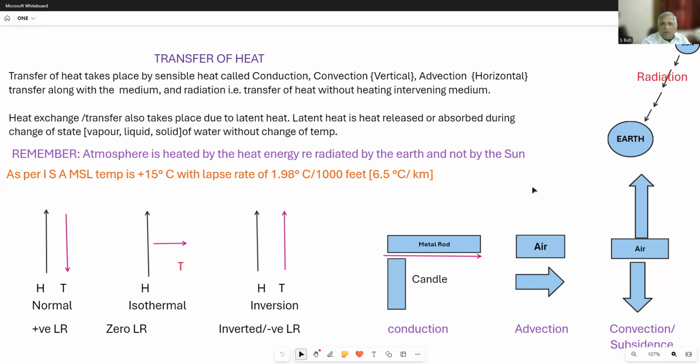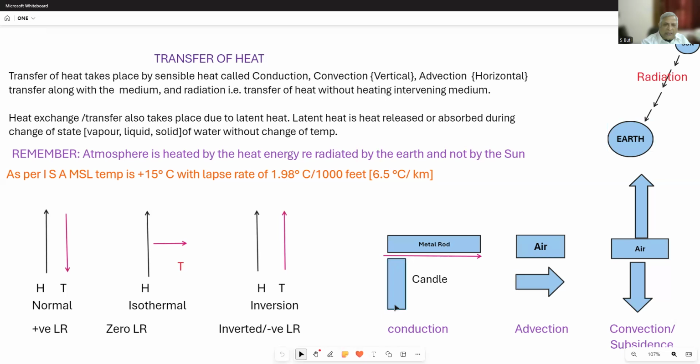Well, first is the heat traveling from the sun to the earth directly without heating the atmosphere in between. That process is called radiation. And then this heat is re-radiated. The atmosphere is heated by the heat energy which is re-radiated by the earth and not by the sun. This heat then travels through the atmosphere, through the lower levels to the upper levels.